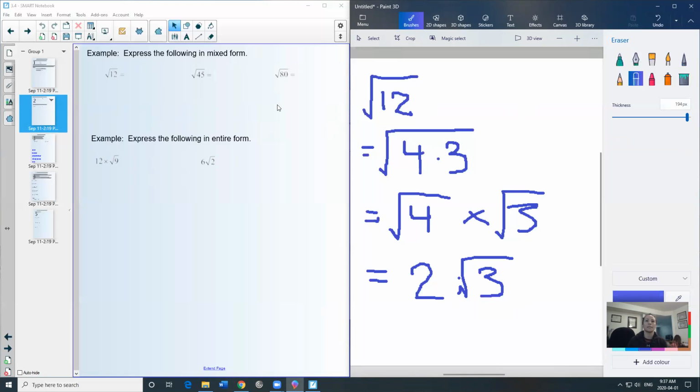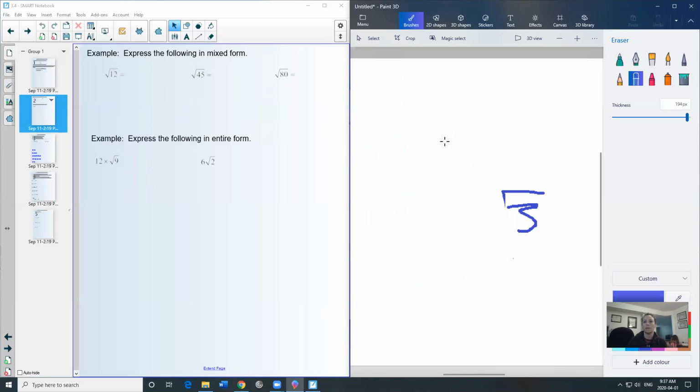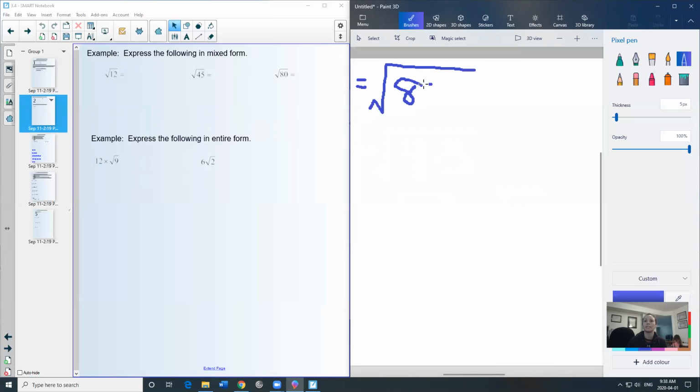Let's look at, actually this one might be worth it. Let's look at root 80. Now I'm going to take a couple steps on this one just to show you that if you don't get the right factors right away, it doesn't matter. You can keep simplifying as many times as you need.